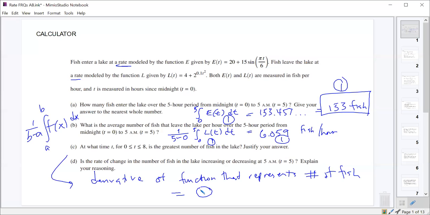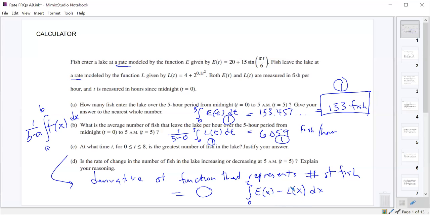So the function that represents the number of fish that are in the lake should be the integral from 0 to t of the rate at which they enter minus the rate at which they're leaving, right? So if we integrate from 0 to t, E of x minus L of x, that should tell us how many fish are in the lake, right? Integral of E of x tells me how many enter the lake. Integral of L of x tells me how many leave the lake. So the difference between them should be the number of fish in the lake, regardless of how many started in it, because it doesn't give us an amount that started in the lake, right? Everybody agree with that? Y'all see that?